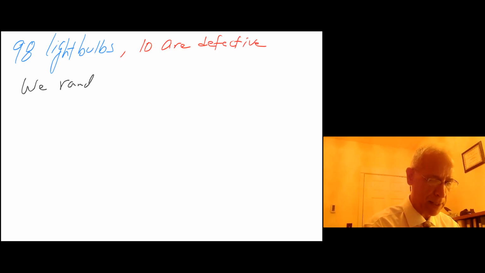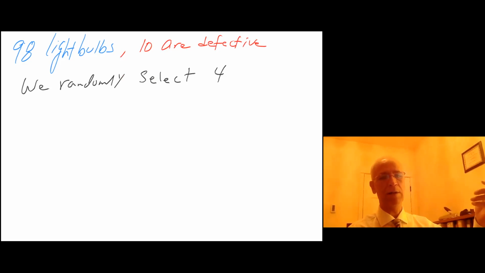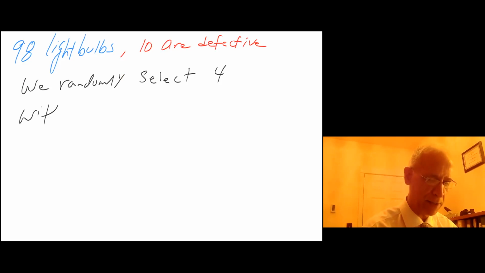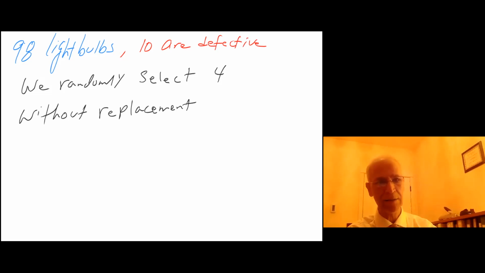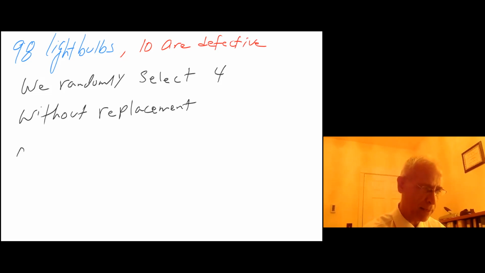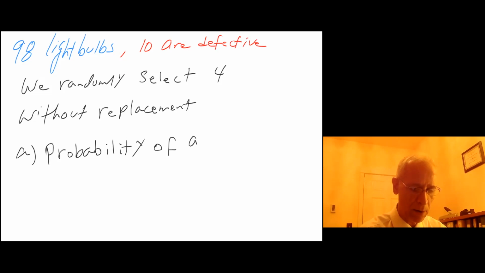So let's say there's a box, and you randomly select 1, then another one, then another one, and then another one. And let me just say here, without replacement. That means that you don't select one and put it back. You just select one and you put it aside. So the first part of this question is asking, what is the probability that all these 4 light bulbs are good, they're working? So part A, probability of all 4 to be good.